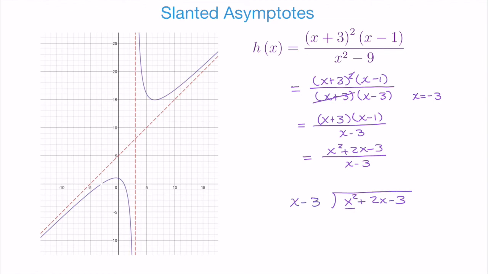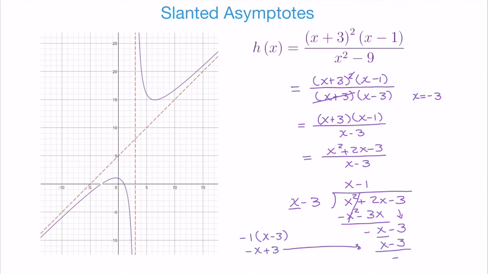Divide the first by the first, we get x. Multiply x times x minus 3, get x squared minus 3x. Change signs. Negative x squared plus 3x, and add: we get 2x... negative x, lower the negative 3, and do the same procedure again. Divide the first term by the first term. Negative x divided by x is what? Negative 1. Multiply negative 1 by x minus 3, we get negative x plus 3, and change signs. Negative 6.